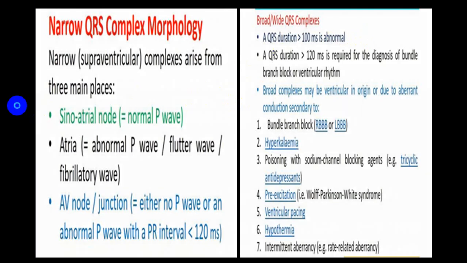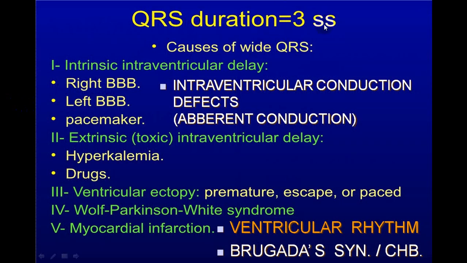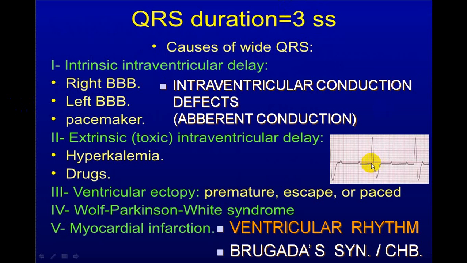So we will be showing you all those things. If the QRS complex is more than 3 small squares, as you can see here, it is right bundle branch block, left bundle branch block, pacemaker complex whenever ventricular pacing is done, intraventricular conduction defect, or aberrant conduction. These are cardiac conditions. Extracardiac conditions include hyperkalemia and drugs like tricyclic antidepressants. In ventricular ectopic rhythms, premature beats, escape beats, paced beats, idioventricular rhythms, and ventricular tachycardia, you will also have a broad QRS complex.